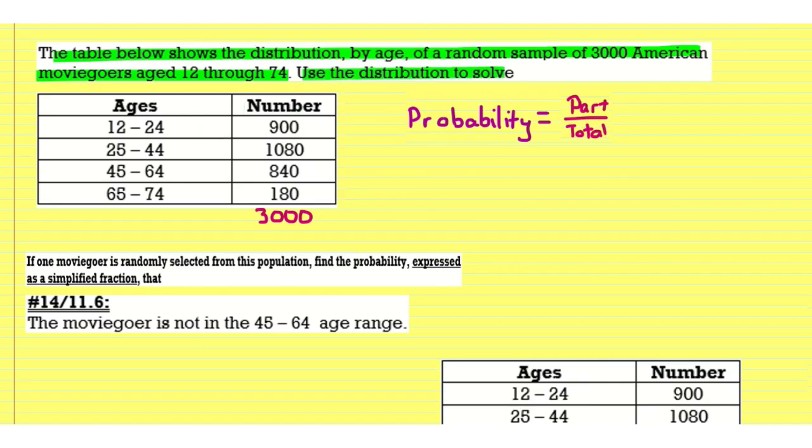Okay, so they tell us up front that there are 3,000 moviegoers in this table. So we've already written 3,000 here. And that's important because that is the total. That will be the total part. Remember, our probabilities are always based on a ratio that's a part out of a whole or a part out of a total. So that's going to be important that we know that 3,000 number.